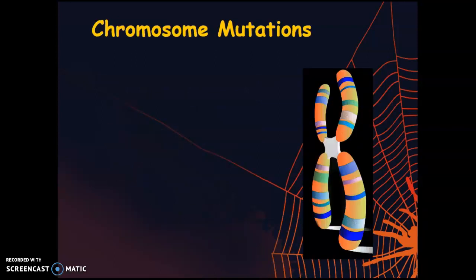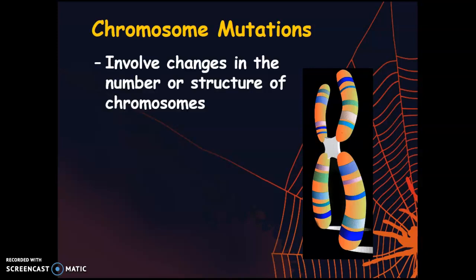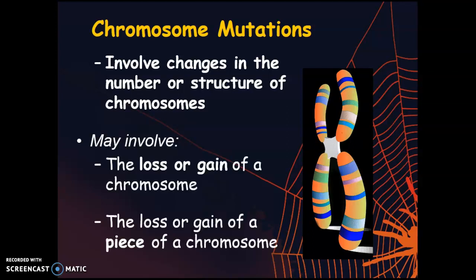So chromosome mutations impact either the entire chromosome or a piece of the chromosome. So it's going to be a change in either the structure of that chromosome or how many chromosomes we have, so an extra chromosome or missing, as we saw in our karyotype. So this might involve the loss or gain of an entire chromosome, or it might involve the loss or gain of a piece of chromosome, or like we said, a change in the structure. So we might see a piece of a chromosome be relocated or be lost.